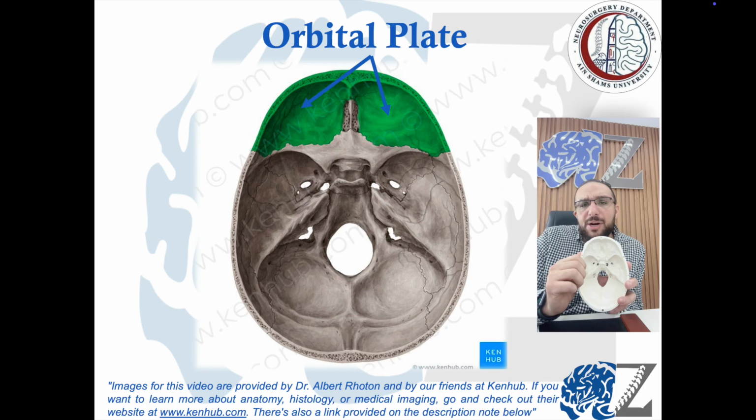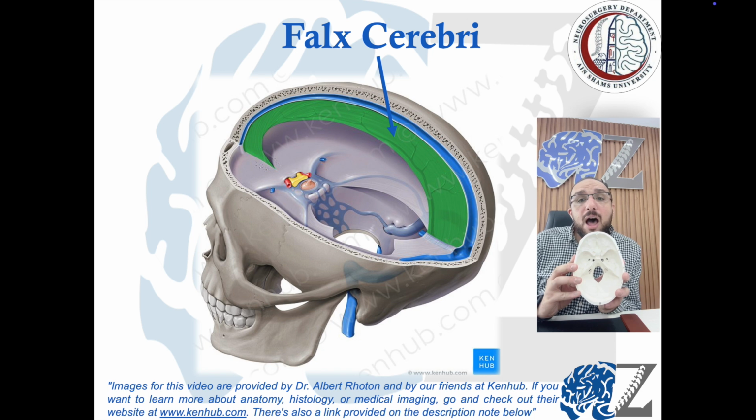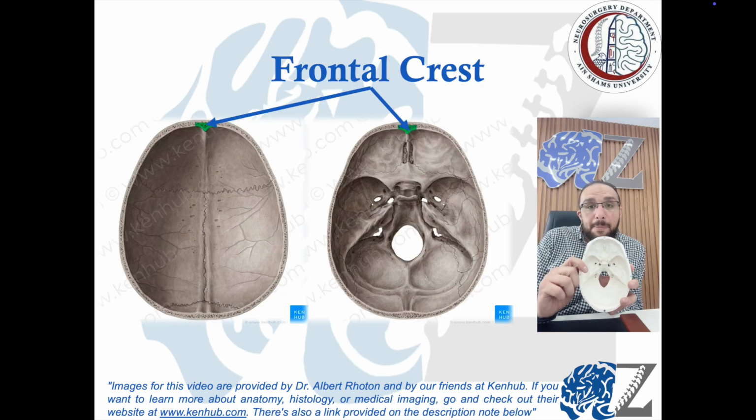2 more things in here. This is the frontal crest as well, as I mentioned before in the calvaria, in the anterior part of the calvaria. This is the frontal crest. Actually, the frontal crest gives attachment to the falx cerebri. The falx cerebri is attached anteriorly here to the frontal crest.